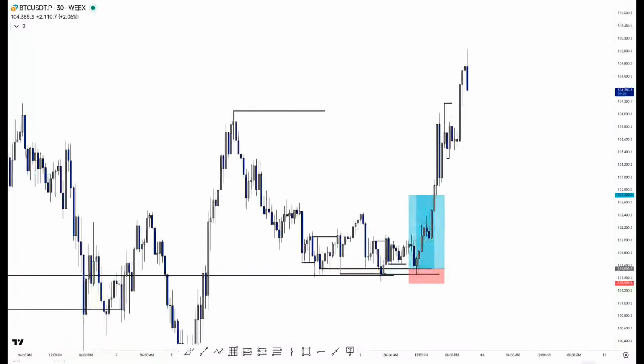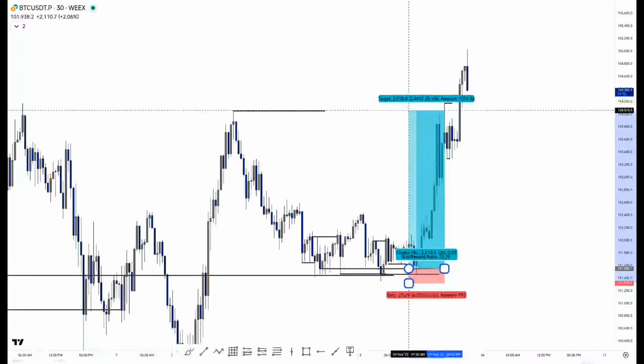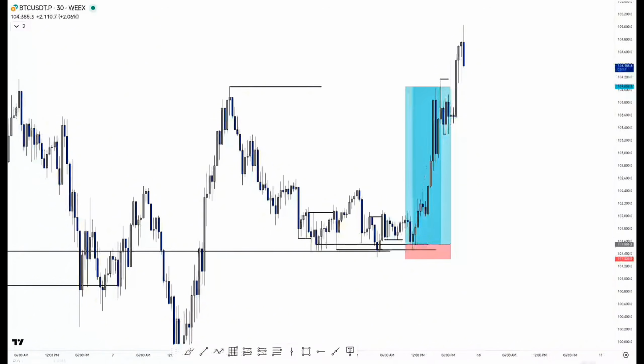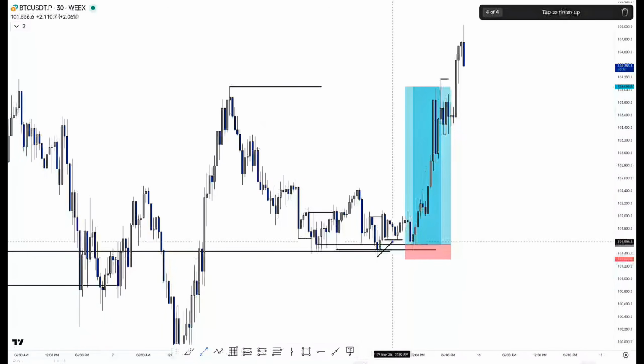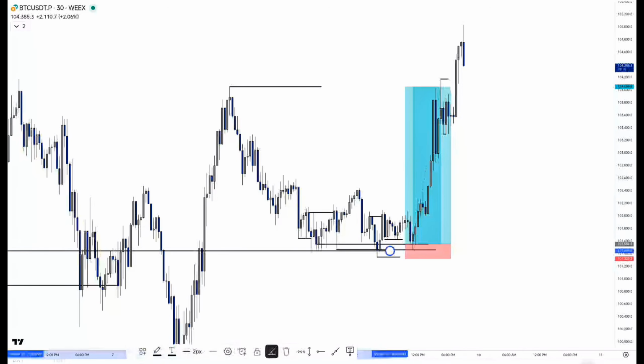So here it comes. Yeah, exactly, it's like a 10-hour trade. Your SL is going to be below this particular wick. That's your SL.